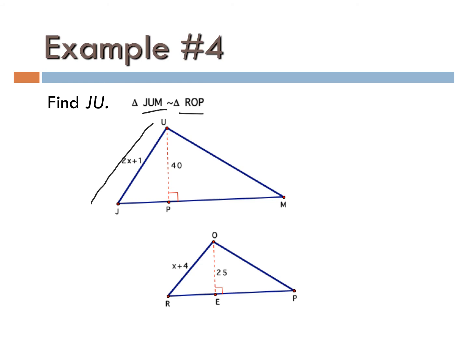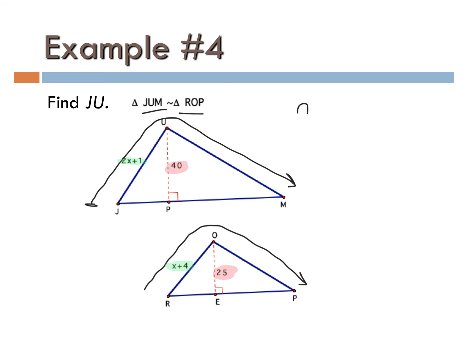Like JUM, I started at the bottom left, up and over the hill. Is that the same orientation as this one? Yes, it is. If not, I would redraw them. Because now that I know they're drawn in the exact same orientation, this goes with this, and this altitude, I know it's an altitude because it's dropped from the vertex perpendicular to the opposite side, goes with the other altitude. So I don't even have to think that much about it.